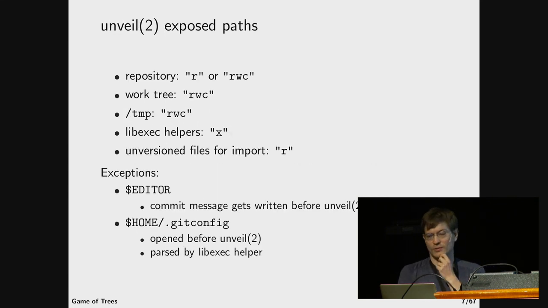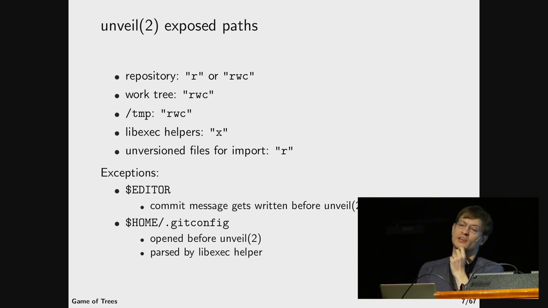We also use Unveil, where we limit the application to the paths it is actually needing. So, of course, the repository needs to be read, the work tree needs to be read, the slash temp directory is used, and also, if you import unversioned files into the repository, we need to read those, of course.